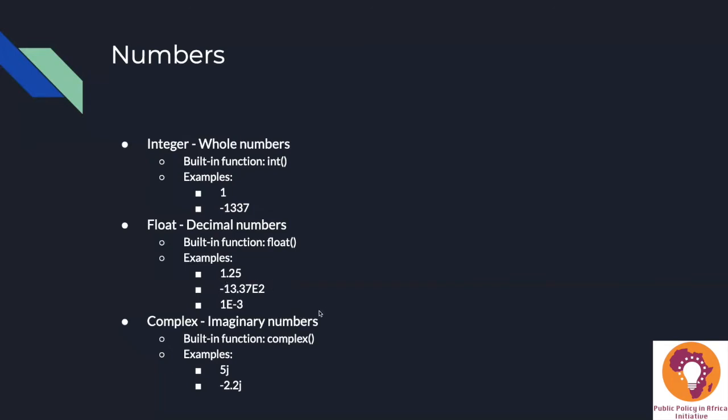And then there are complex numbers. Complex numbers are imaginary numbers. We're not really going to end up using these very often, but if you're going to get into complex theoretical math, maybe you're going to want to use complex numbers. The way you signify a complex number is by adding a J after that number. So that implies that it's an imaginary number. The built-in function for complex numbers is complex. And here's some examples, 5J and negative 2.2J. That's just signifying it's an imaginary number, like the I in math for an imaginary number.